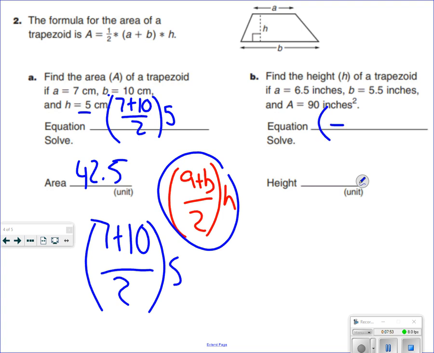The one base is 6.5. The other base is 5.5. Okay, I'm going to divide this by 2. I don't know h. I'm trying to find h, but it all equals 90.